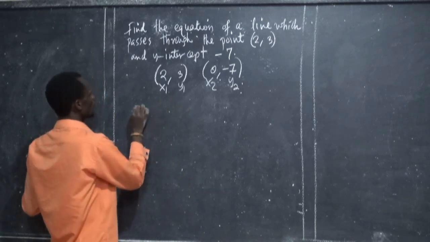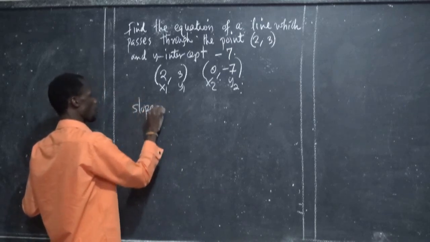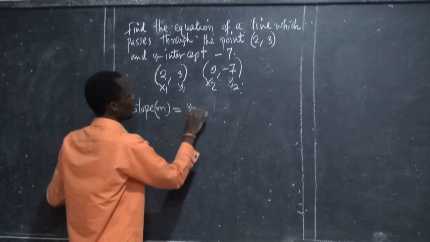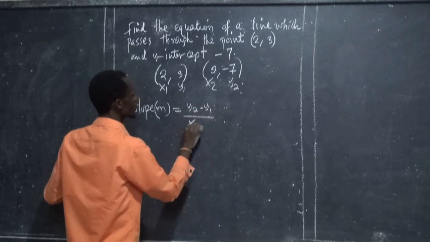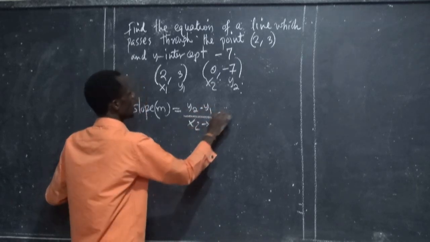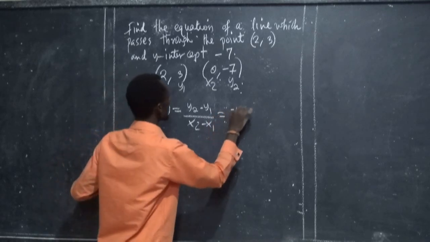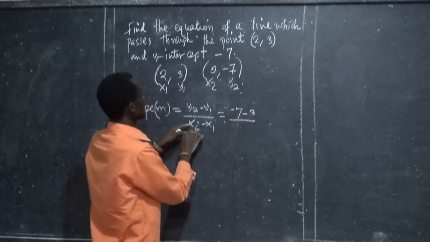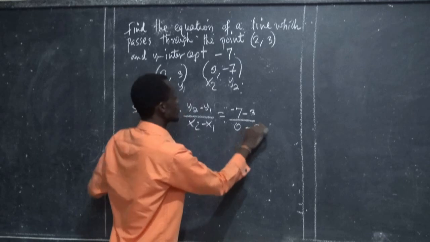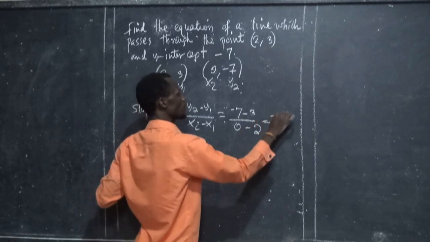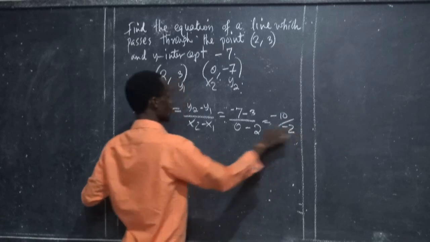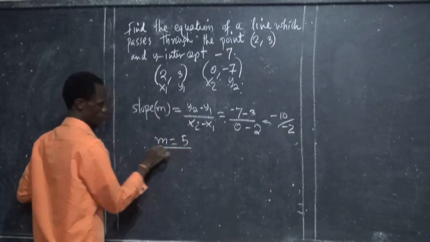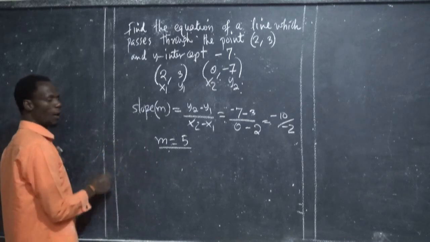From here, you start by finding the slope. That is m, which is equal to y2 minus y1 over x2 minus x1. That is to say, -7 minus 3 over x2, 0, minus 2, which is equal to -10 over -2. Now our slope is equal to positive 5. From here we can determine our equation.